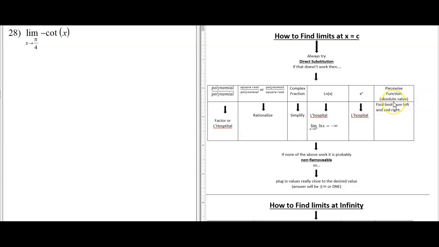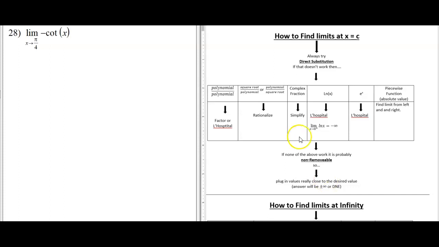Now I put absolute value in here because, as you guys know, in this class, anytime we see an absolute value function, we're going to want to change it to a piecewise function anyway to find the limit from the left and the right. Now, if none of these strategies are either available to us or we've tried them and they don't work, then it's probably a non-removable discontinuity. And so the answer is either infinity, -infinity, or does not exist. And the way we're going to get it is just by plugging in a number really close to the desired value. And if it's a positive number, then that means it's approaching infinity. If it's a negative number, that means it's approaching -infinity. And if we're doing a double-sided limit and they don't match, then we're just going to say it does not exist.